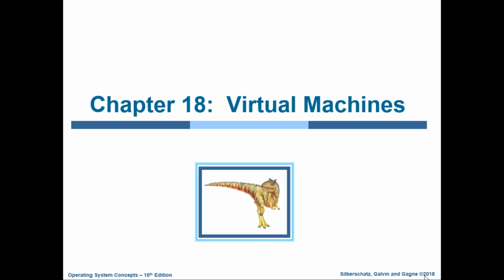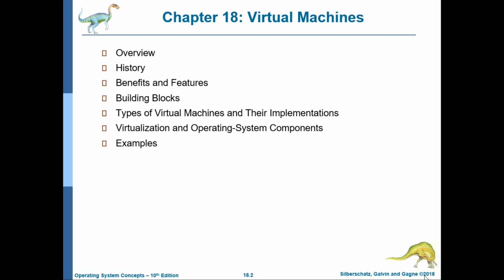So again, chapter 18 is all about virtual machines. It is one of the advanced topics of operating systems. The contents of chapter 18 are: we have the overview, the history of virtual machines, the benefits and features of virtual machines, and I've mentioned some of these benefits and features. Then we have the building blocks, types of virtual machines and their implementations, virtualization and operating system components, and last but not the least, we have examples.